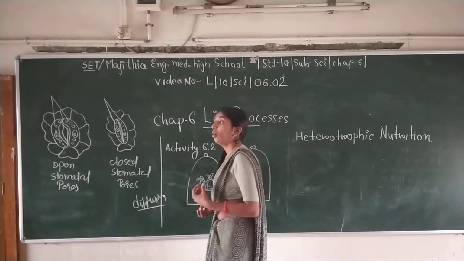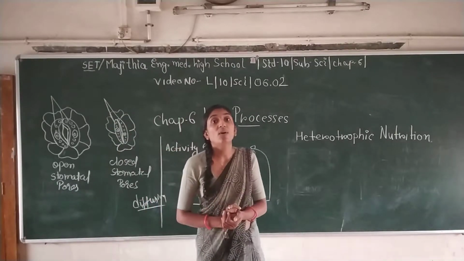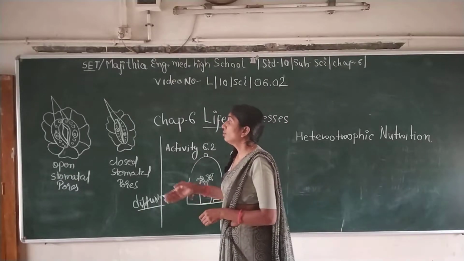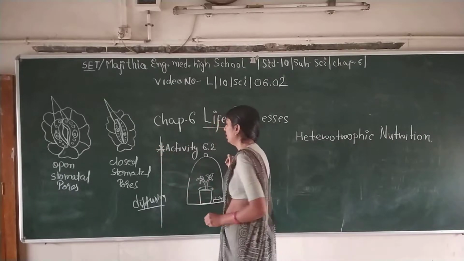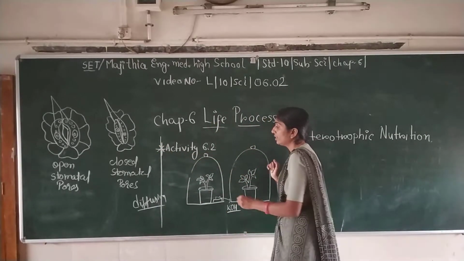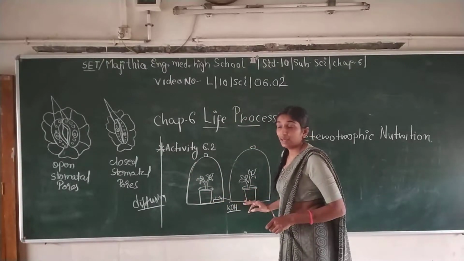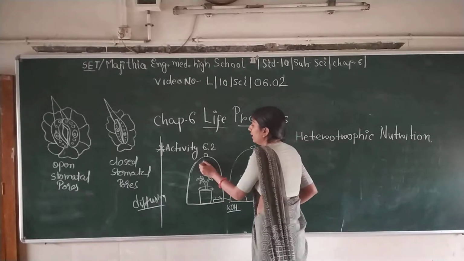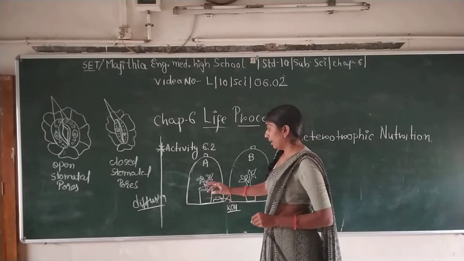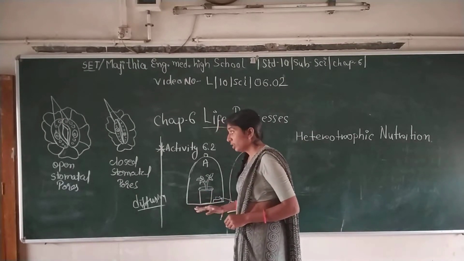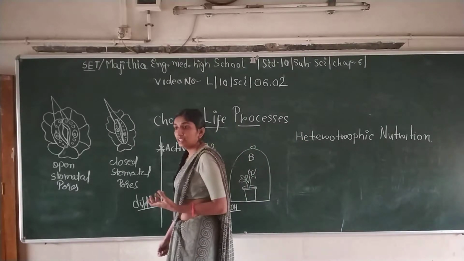This is okay for plants, and there are certain types of unicellular organisms also which can perform this activity. Now let's start with activity 6.2. In this activity, what are you supposed to do? You are supposed to take two potted plants. Let's call this one plant A and this one plant B. We put these two plants in a dark room for 3 days.